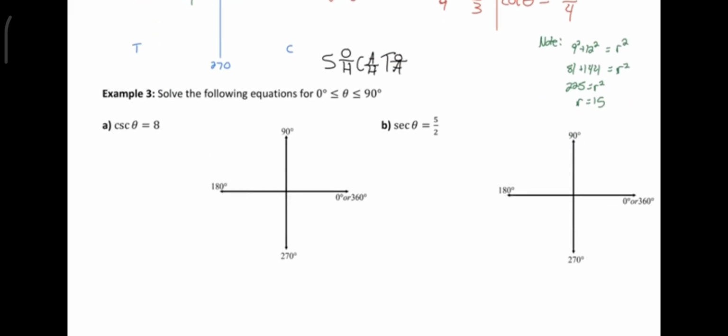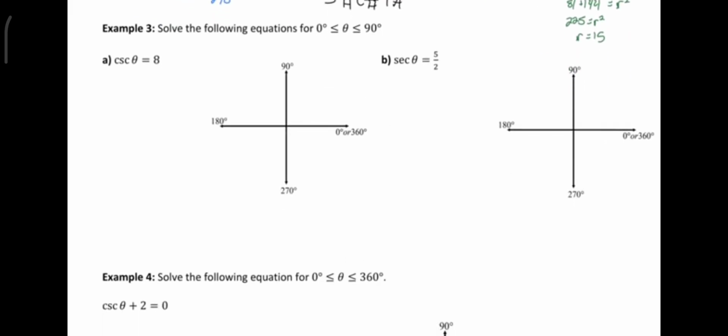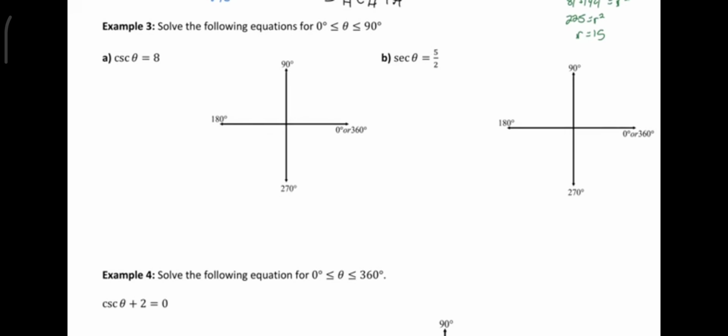Let's now solve a couple trig equations that involve reciprocal trig functions. In example 3, it says to solve the equations for theta, but only find the answer for theta that's between 0 and 90 degrees. So that means only the answer that's in quadrant number 1, in this quadrant for both of these questions. Anytime your equation has a reciprocal trig function, we can switch it to the primary trig function. So instead of cosecant of theta equals 8, I can change it.